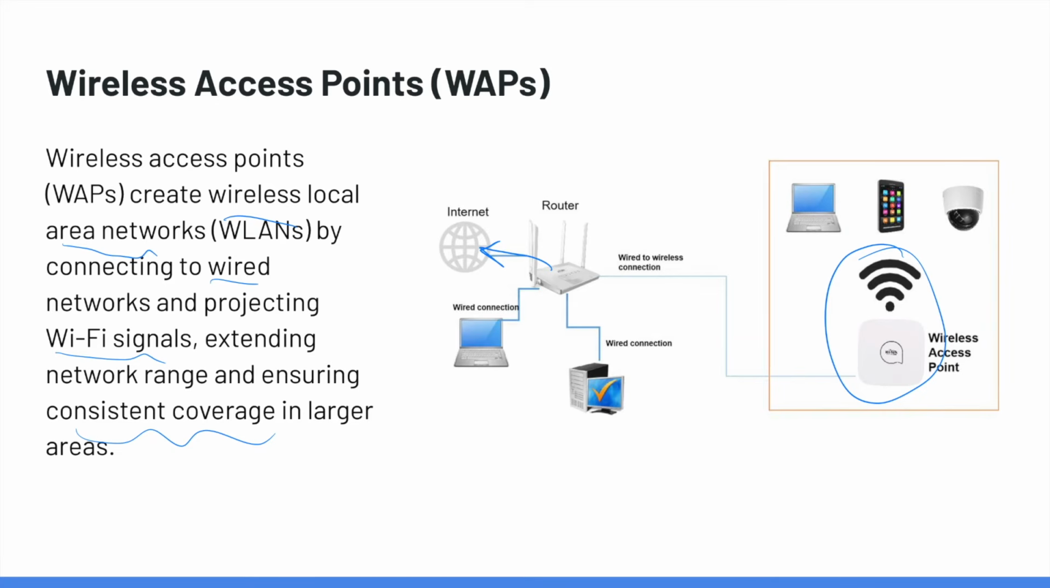Anytime you go to a coffee shop, or even if you're at home and you want to connect to the internet wirelessly, you're going to be connecting to a wireless access point. Again, it's basically a router that is melded with some wireless capability to allow you to connect to it wirelessly.